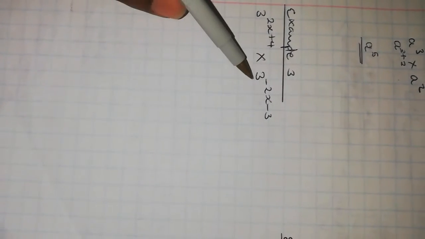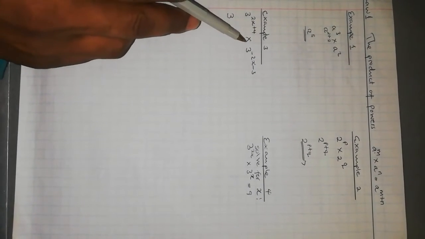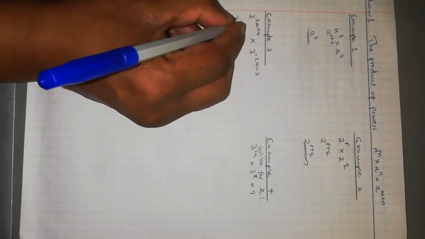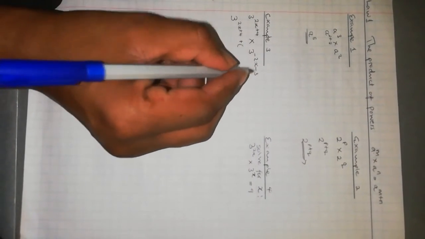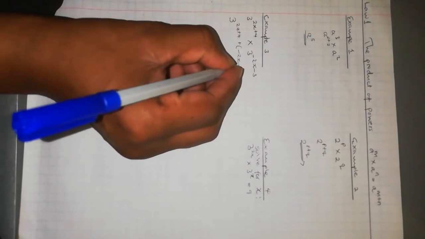Are we together? So we're going to look at example number 3, which is more complex than the ones we did above. But still we have the same what? Base. We say that if we have the same base, just copy one base, right? 3 there. And there's what? Multiplication sign. So if there's a multiplication sign, we say that we're going to add the powers. So we're going to put 2x plus 4 plus, we open our bracket, we copy this power, minus 2x minus 3 there. Are we together?